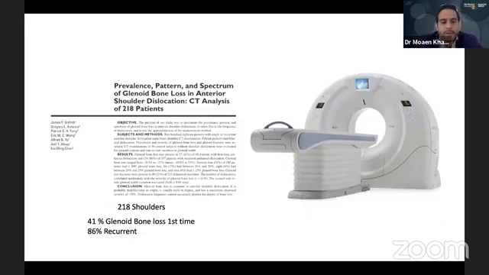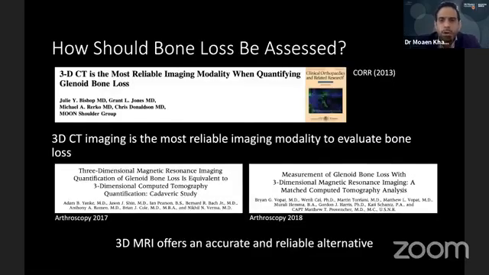And another example, really, this is a CT analysis of 218 patients that had anterior shoulder dislocations. They found in the first-time dislocators, 41% actually had some glenoid lesion. And in the recurrent instability, obviously this was much higher, 86% actually had bone loss. So we know that bone loss is very prevalent.